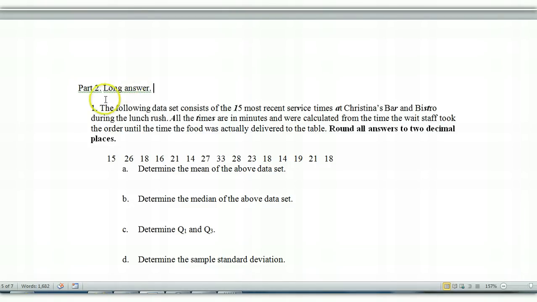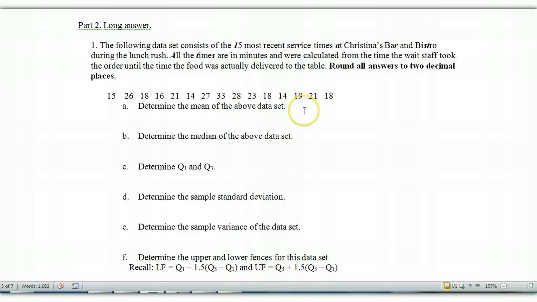Alright, this is part 2 of the practice final, the first part of part 2, that is. This is the long answer part. This first question is basically having you show that you know how to use the one variable stats on your calculator. If you look, I'm trying to drop you a hint here.